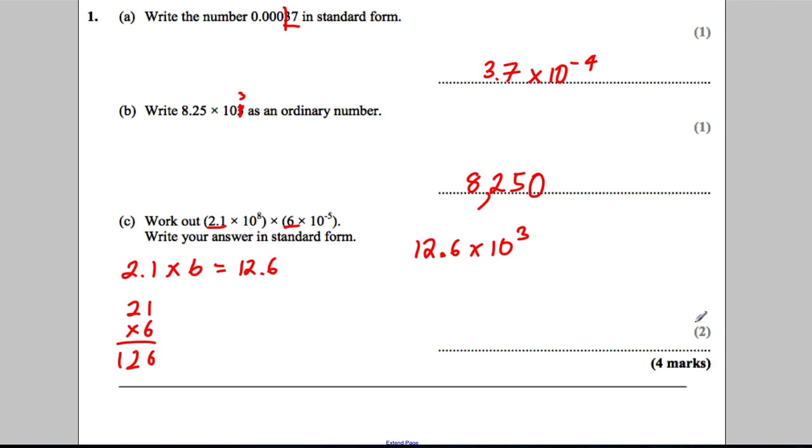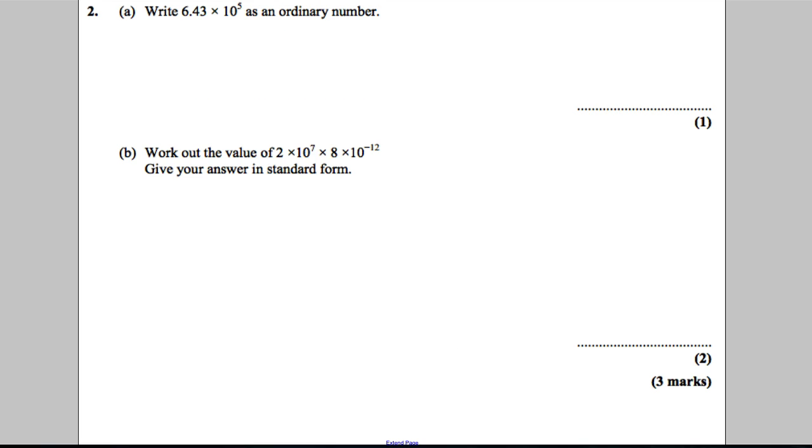Now, this is a 2-mark question. The problem with this is it's not between 1 and 10, so you make it 1.26 multiplied by 10. You've just done the times, increase the power by 1. So the answer is 1.26 multiplied by 10 to the 4. Pause the video, have a go. I'll go through in 10 seconds.